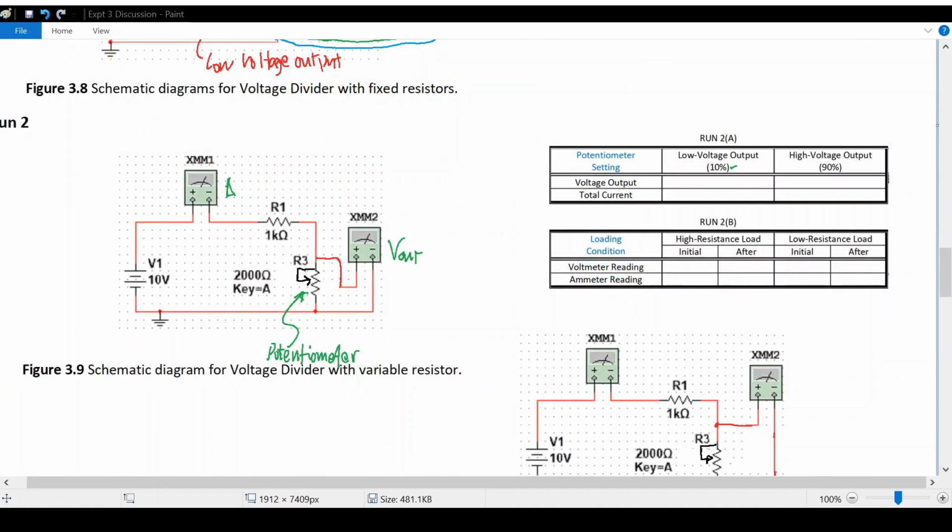For run 2, this is a demonstration of the use of a potentiometer in controlling the voltage output of the voltage divider. Here we have this that measures the current. This is an ammeter and a voltmeter.